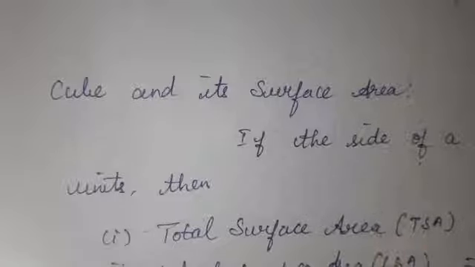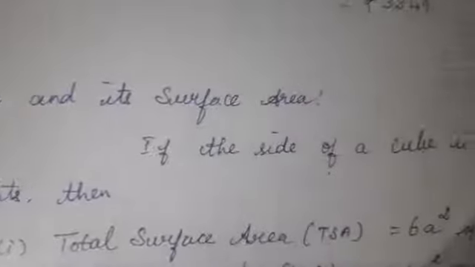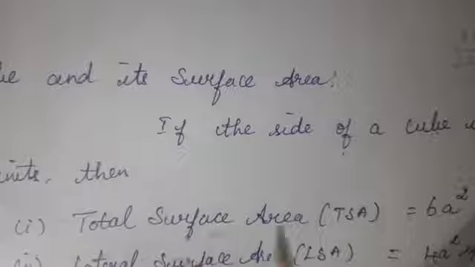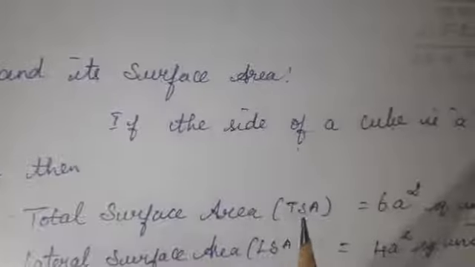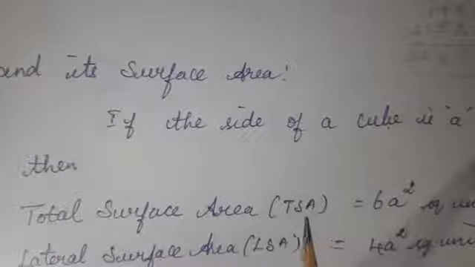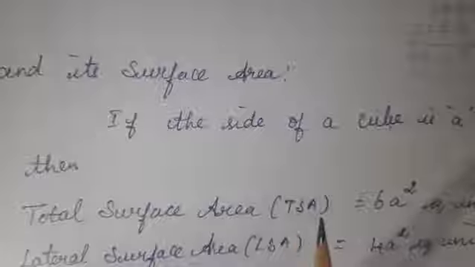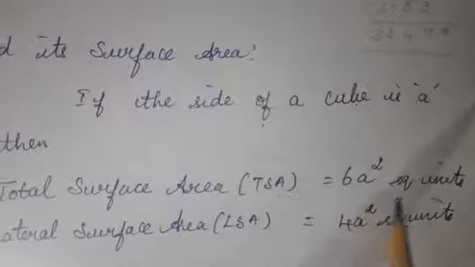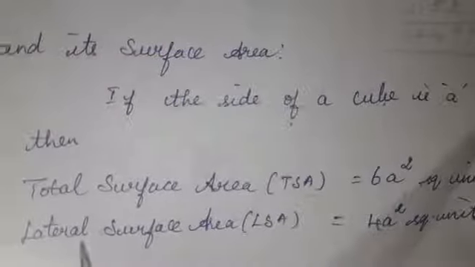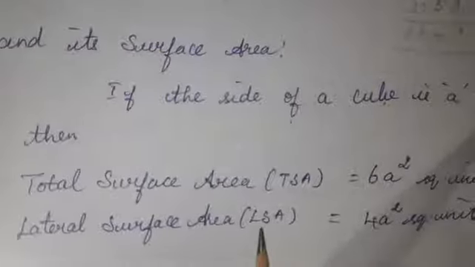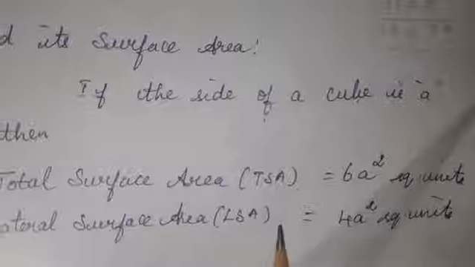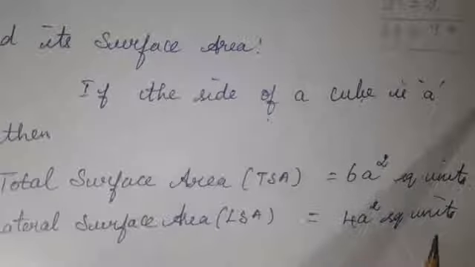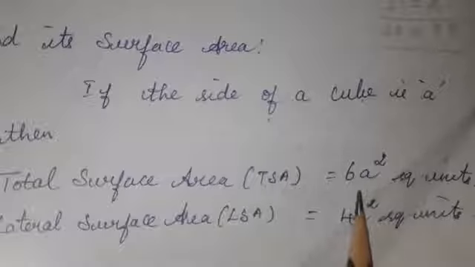If the side of a cube is A units, then the formula for the total surface area, the TSA of a cube, is 6A square units. In the last class we saw the TSA of a cuboid. The lateral surface area, LSA of a cube, is equal to 4A square units. A means side.